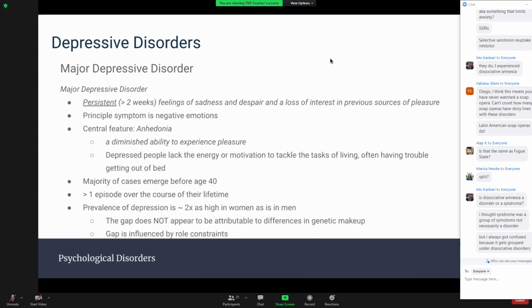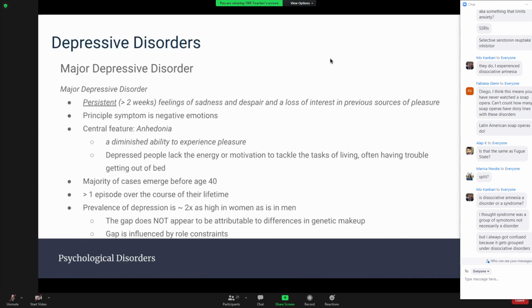The classification of this disorder is that more than one episode has to occur in their lifetime for it to be called major depressive disorder. It's key for you to remember that. It could be two episodes, and then it's called major depressive disorder. So it doesn't have to be lots of it. And the prevalence of depression is twice as high in women as it is in men. So yet another place where you can say more women than men.